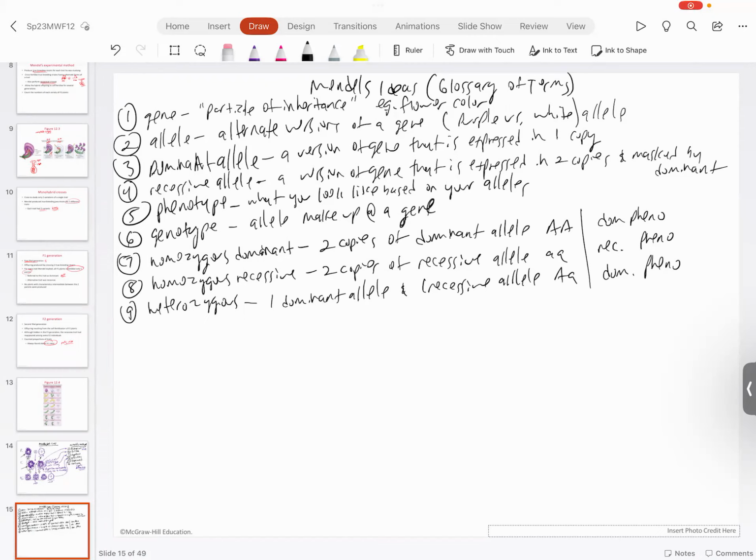How was he able to know that the original purple, the P, for the original purple, how did he know, since when you breed it with white, you can't see the white, how does he know he's even starting out with the proper purple?